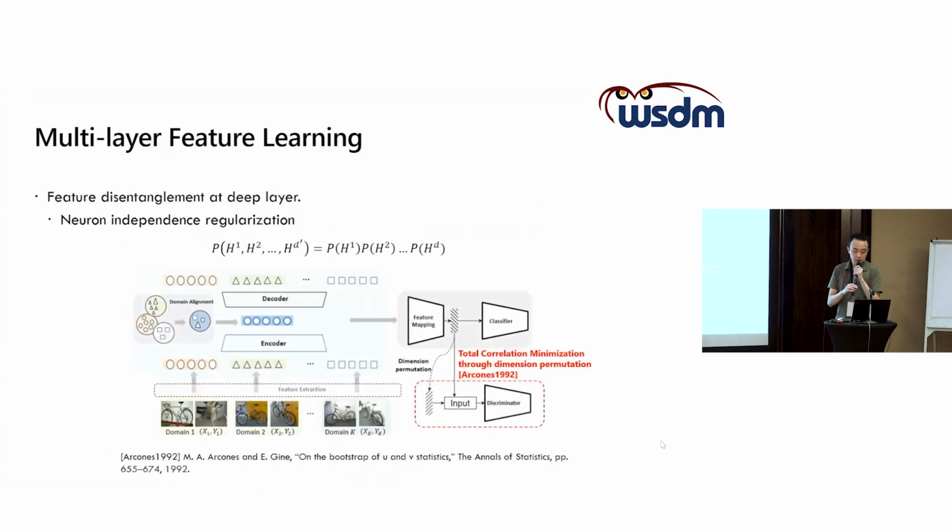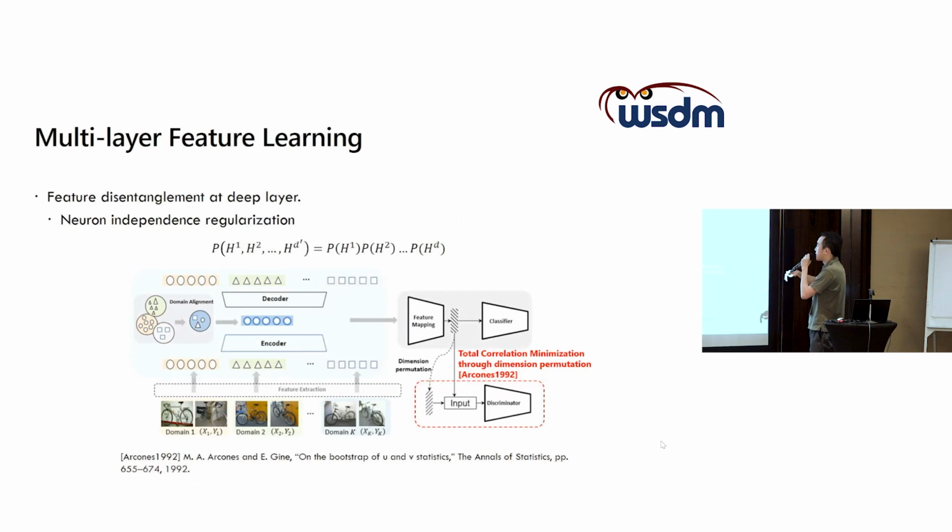So therefore, multiple layer feature learning can be introduced also for the problem of domain generalization. Similarly, as you can see, based on the shallow layers, we can apply domain alignment losses, including MMD or adversarial training, or even the contrast loss, to extract shareable information.